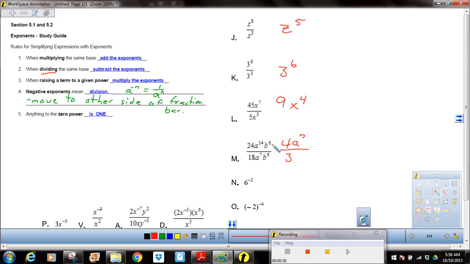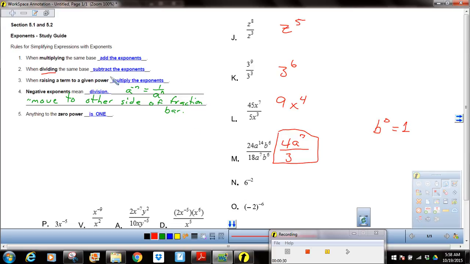B to the 6th divided by B to the 6th is B to the 0, because you subtract. And we learned earlier that anything to the 0 power is 1. Now I could put times 1 on here, but it's not really going to affect anything, so this right here would be the answer on that one.